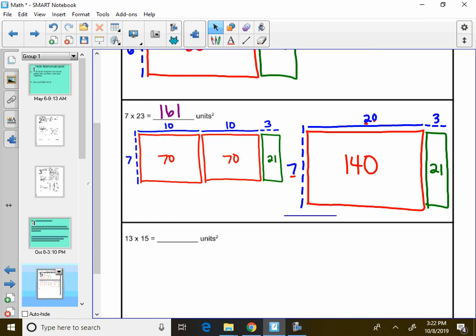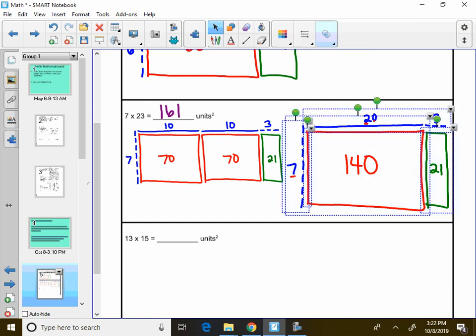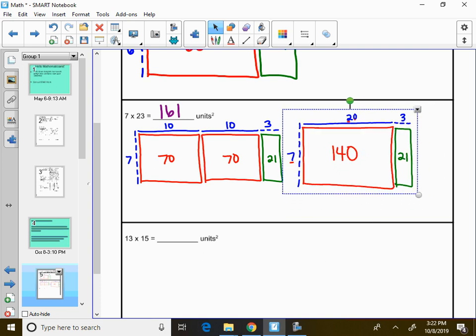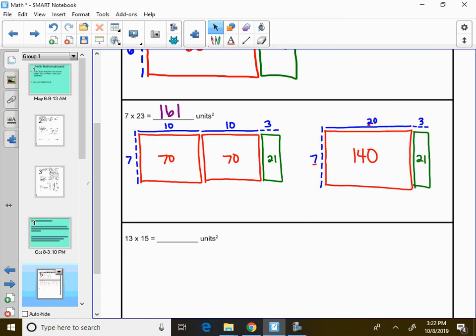Either way, I like both of these for different reasons. I group this together. And you don't have to draw it both ways. You can just draw it one way, whichever way you're most comfortable with.